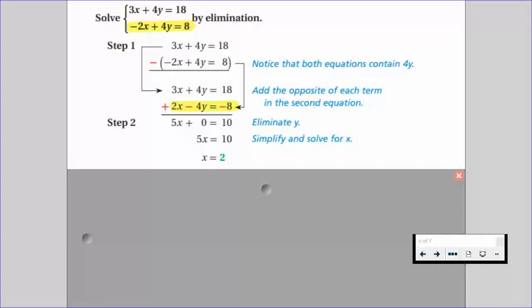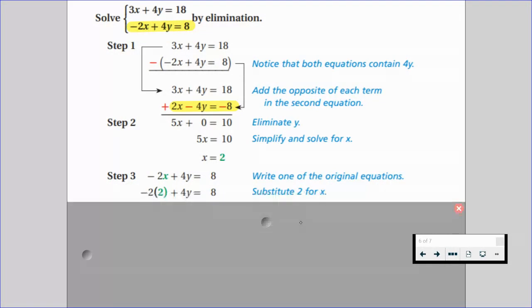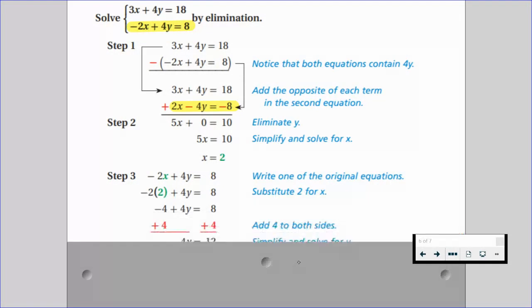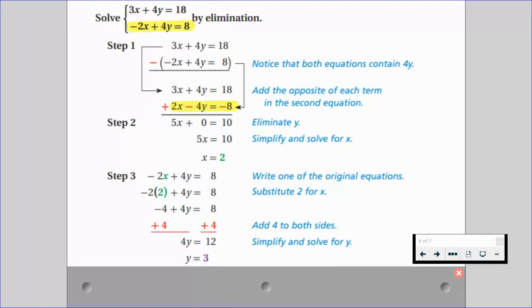And we have to figure out the y, or the opposite variable, because we just found the x. So now we have to find our y. We go back and substitute x in. Again, feel free to pause whenever you need to. We solve for y. We get y is equal to 3.